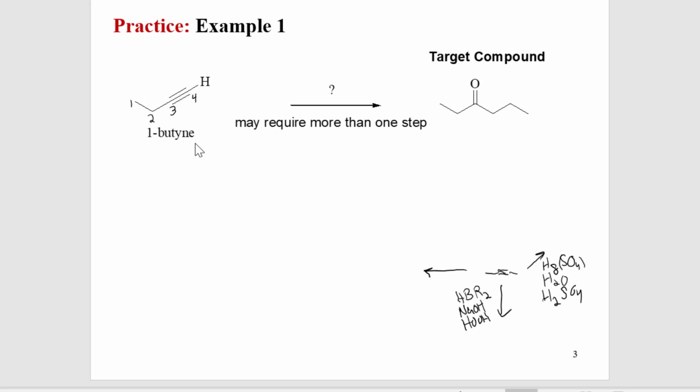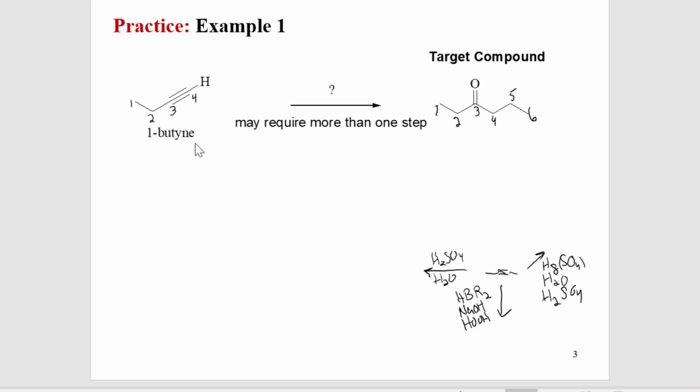I could do the hydration, like H2SO4 and water. All of those will turn the alkyne into an enol, which will tautomerize to a carbonyl. But hold on. Carbon 1, 2, 3, 4, 5, 6. Oh, goodness. I have more carbons than I started with. Where did those come from? I have to make carbon-carbon bonds.